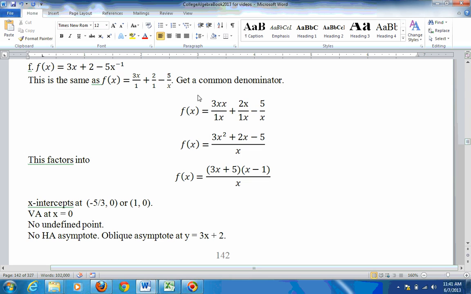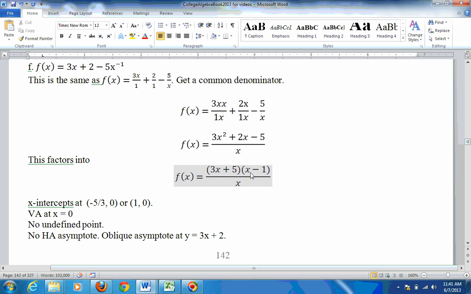Now get a common denominator. The common denominator is x, so I'll have to multiply the 3x top and bottom by x over x. Same way with the 2. I have to multiply it top and bottom by x over x, and the 5 is already over x. So now that I have a common denominator, my top is 3x times x, or in other words 3x squared, plus 2x minus 5. This thing right here factors into (3x plus 5)(x minus 1), and now you're ready to go.